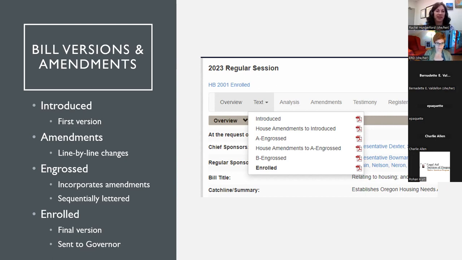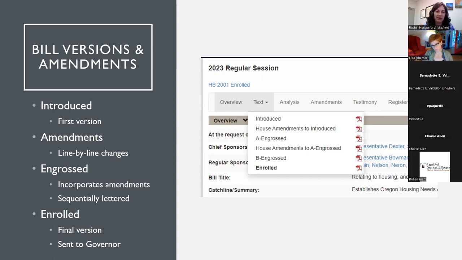So first, looking at the bill versions and its amendments. On OLIS, this is really easy to pull up. You go to the text and there's a drop down of all the ways in which the bill was amended. The introduced version is just the first version, which again can be a very unhelpful placeholder bill, or maybe sometimes you see bills that really don't change at all, and the introduced version could be nearly identical to the enrolled. It will also list any amendments that were adopted.